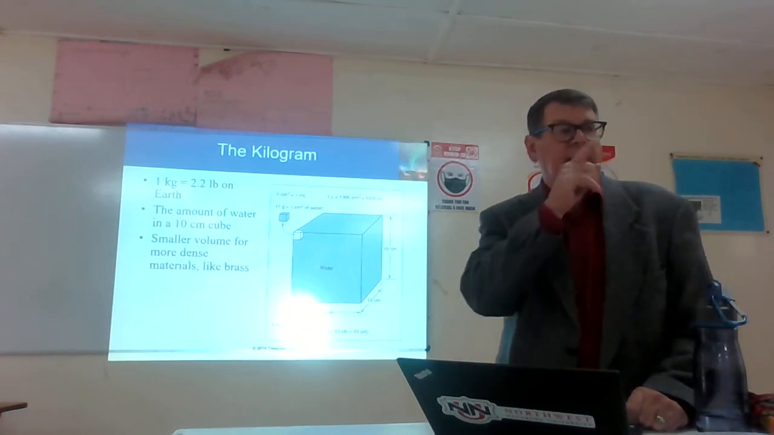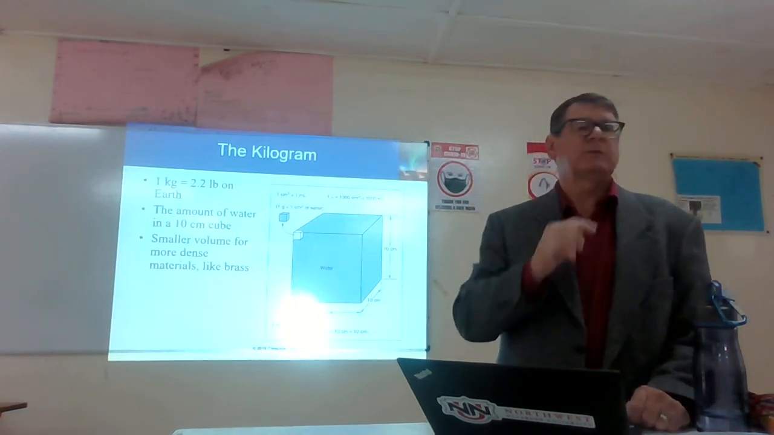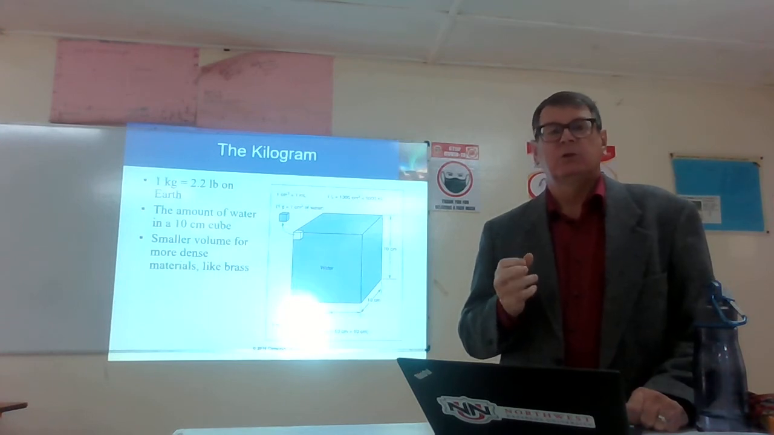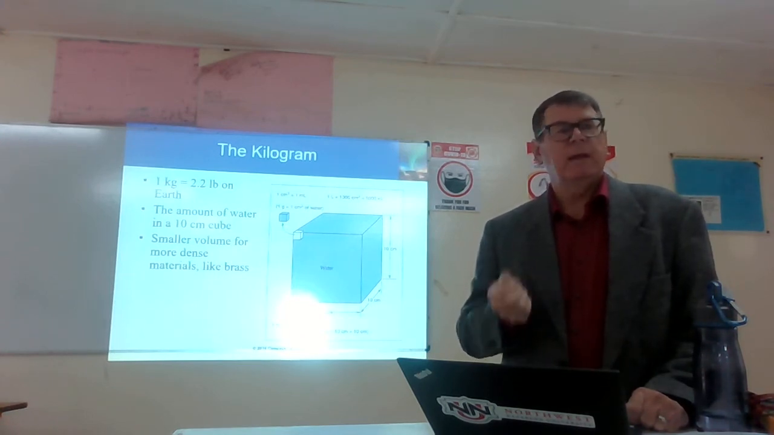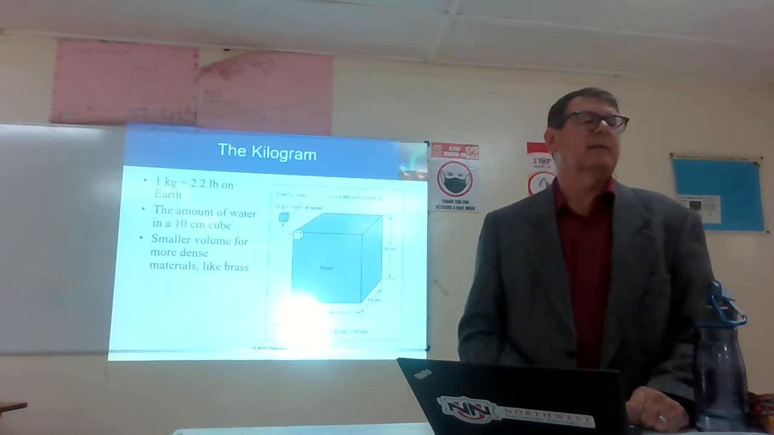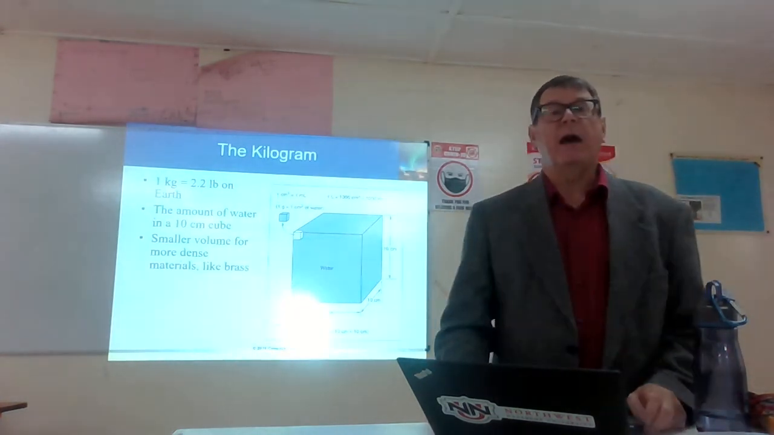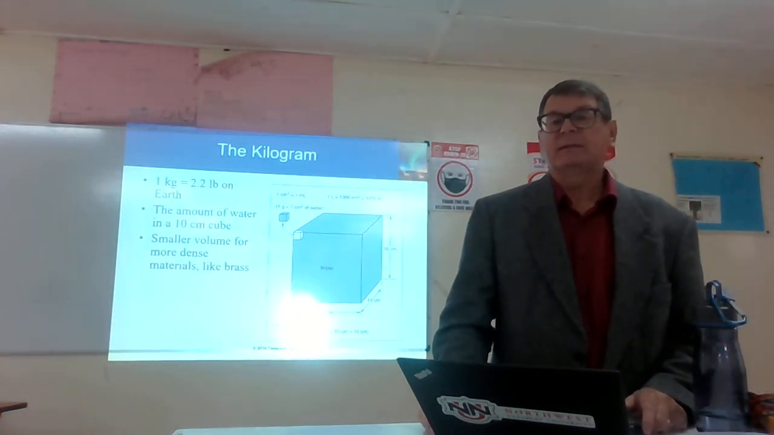When you go back to this cabinet and you grab a standard weight of a kilogram, which we have some back there, to use for doing physics experiments, would it be made out of water? Probably not. It'd make a mess back there. I see one down at the bottom. It's usually made out of brass. Is brass heavier than water?